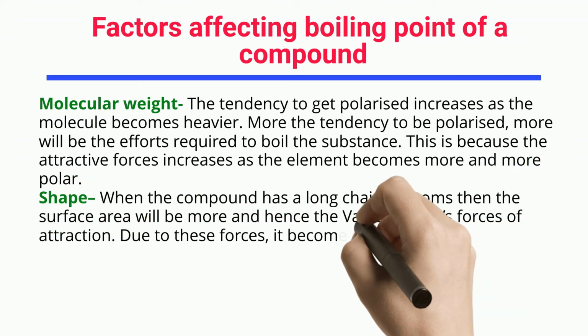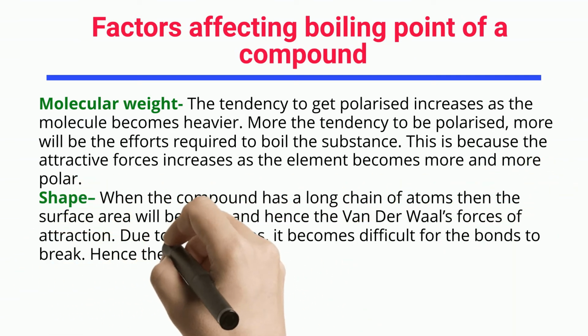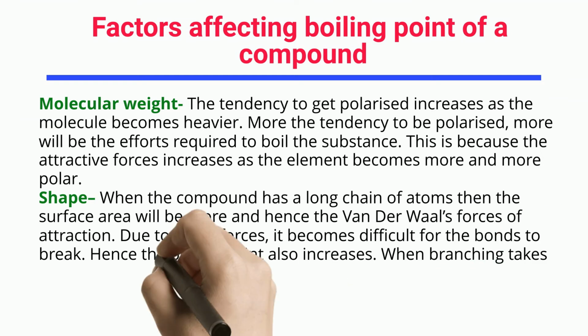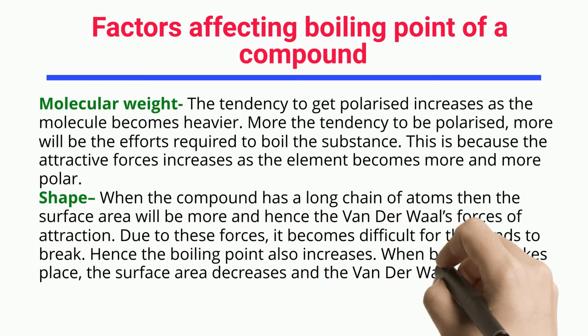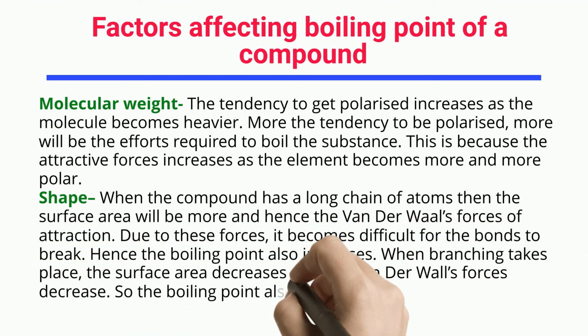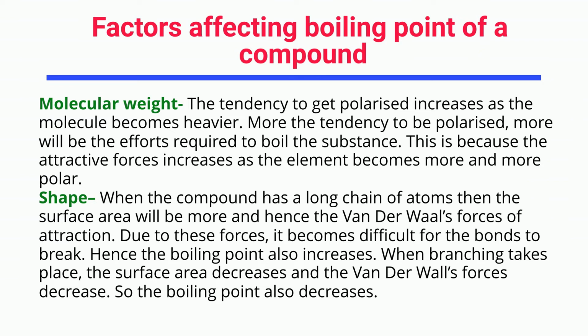Shape. When the compound has a long chain of atoms, then the surface area will be more and hence the van der Waals forces of attraction. Due to these forces, it becomes difficult for the bonds to break. Hence the boiling point also increases. When branching takes place, the surface area decreases and the van der Waals forces decrease. So the boiling point also decreases.